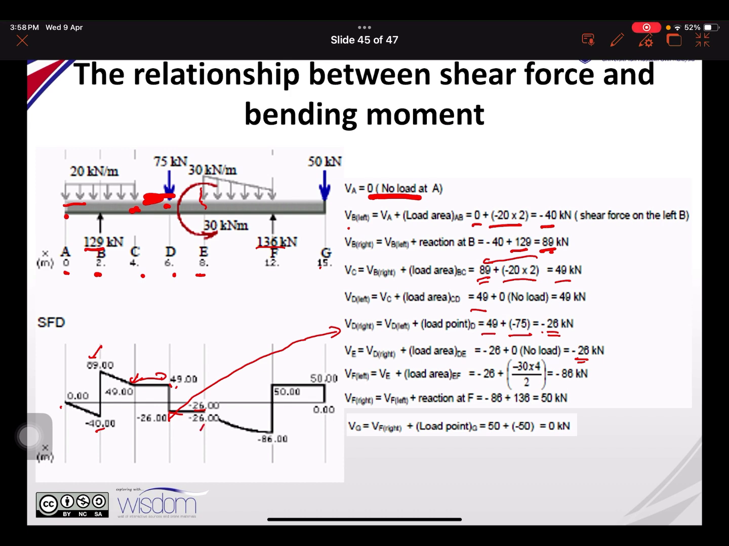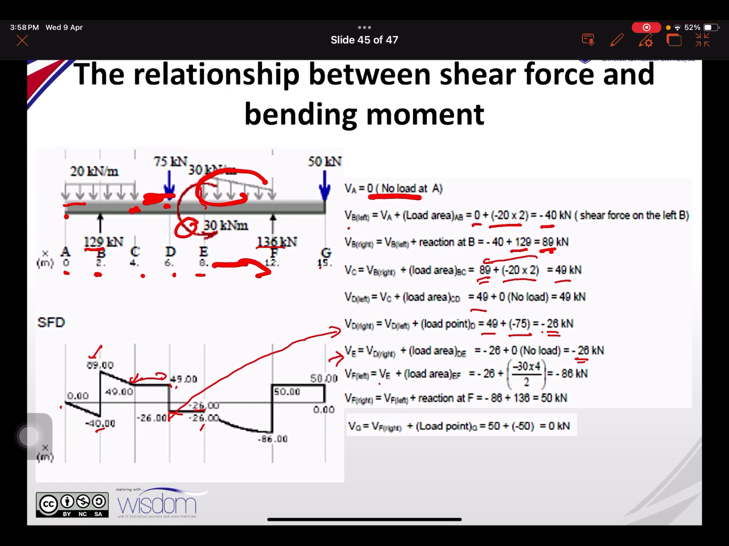So remain 26 at point E here. After point E, you move to point F. At point F, you have a triangular shape of loading. At point E you have a shear force and a moment, but the moment is not calculated in the shear force diagram, because it's a moment and you don't have shear force on it. Okay, so after 26, you go to point F.